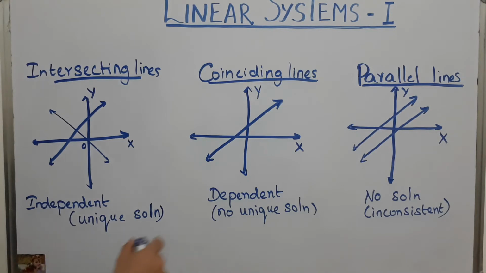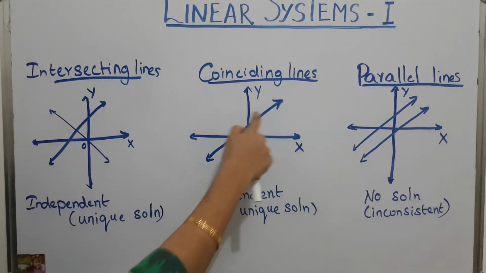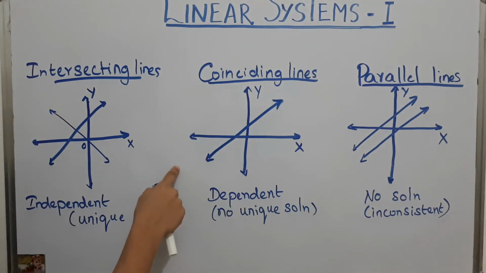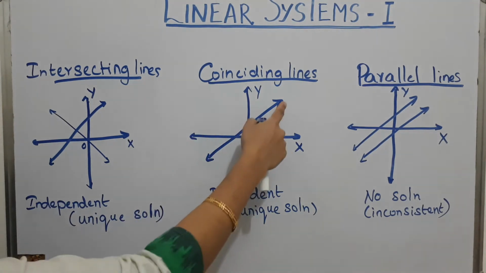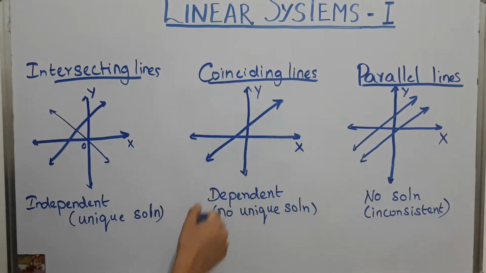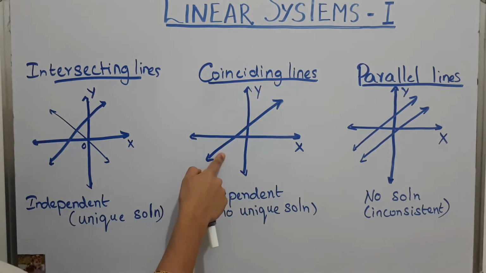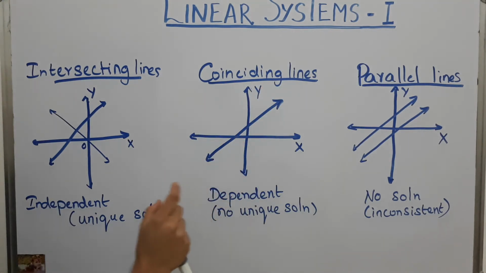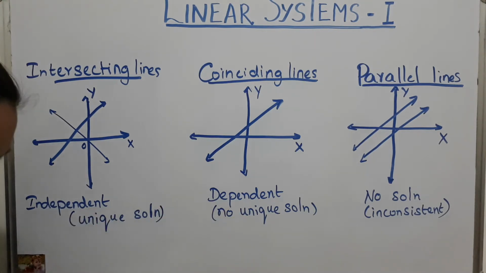And coinciding lines means both solutions are the same. So both lines are the same for both graphs, both equations. Both graphs are actually overlapping or coinciding. So this is coinciding lines because the graph is the same for both equations. That is dependent because it depends on each other, and it has no unique solution.